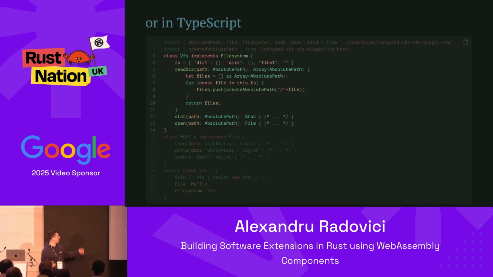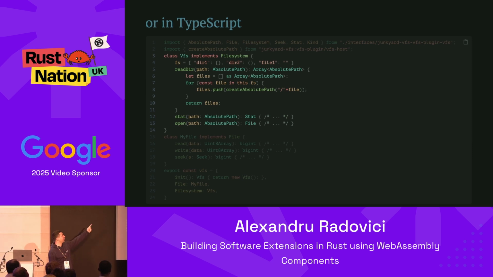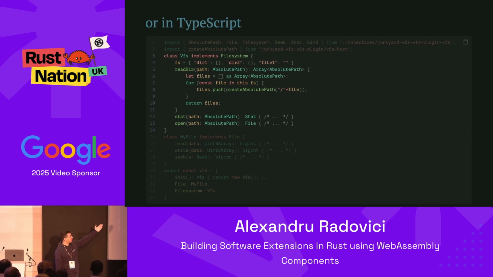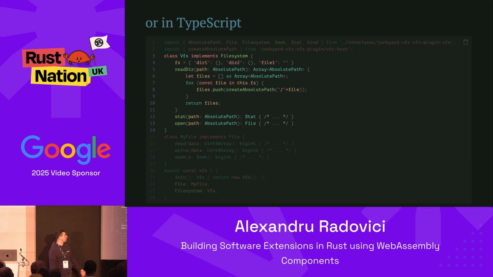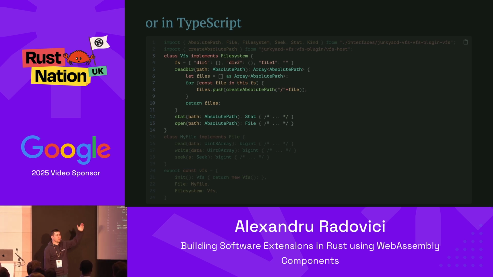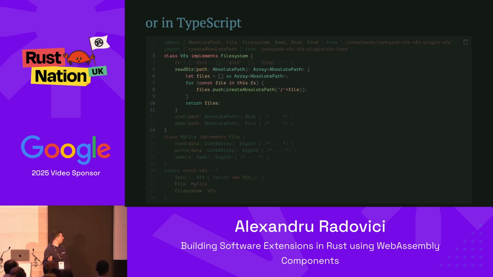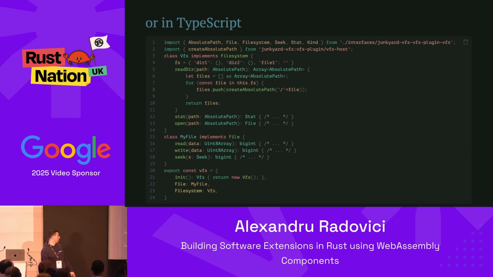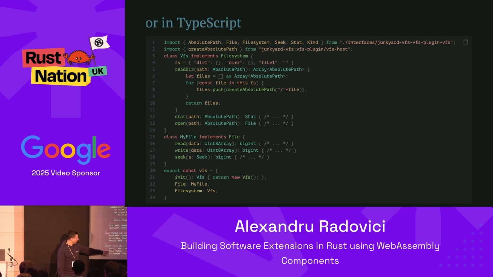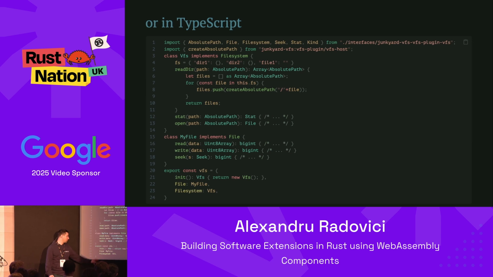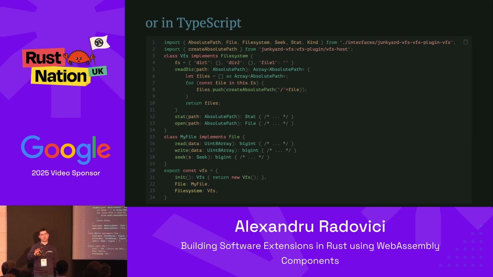And that's the VFS. I implement the file system. I define this is my storage FS. Read dir gets an absolute path, returns an array of absolute paths, iterates over my file system, and the other two functions. And my file will look like this. And then I just export them. I export the init function, which you need, the file, and the data types. This is super straightforward in TypeScript.